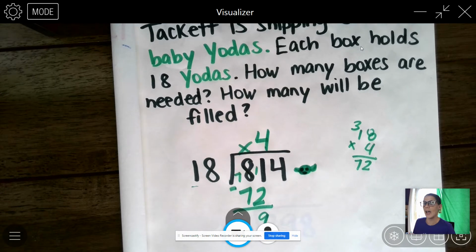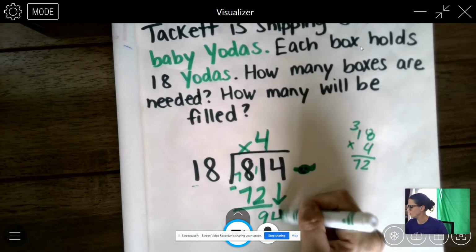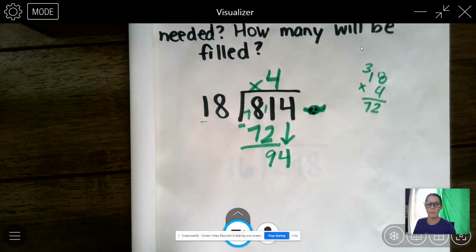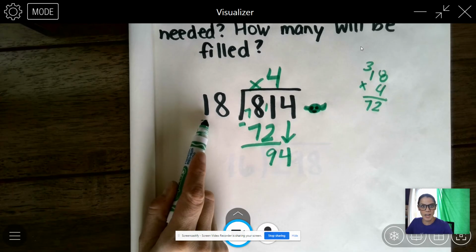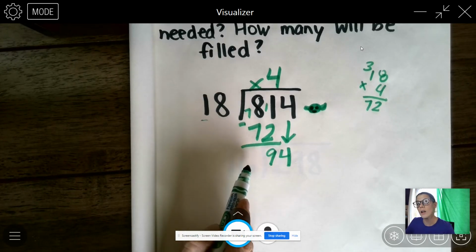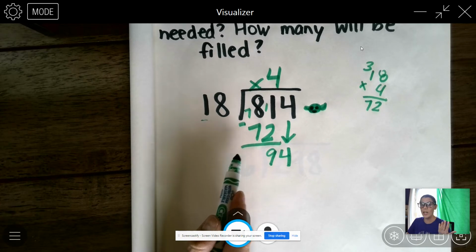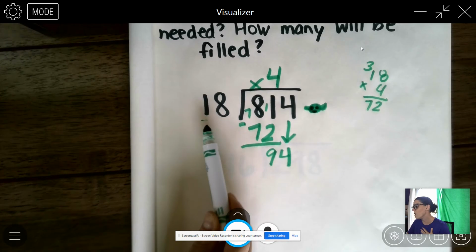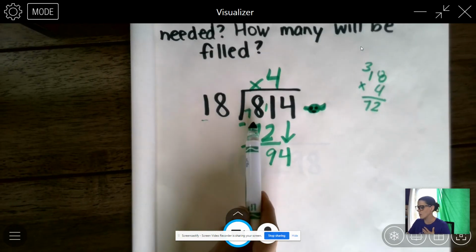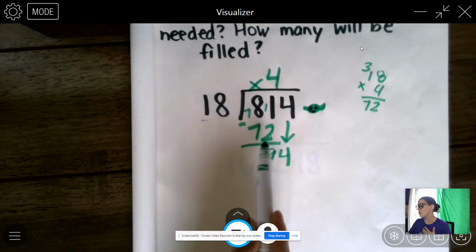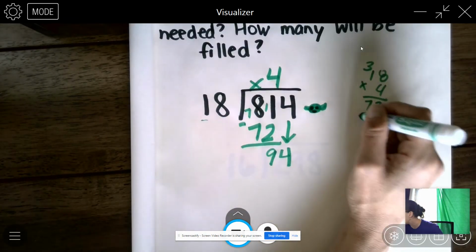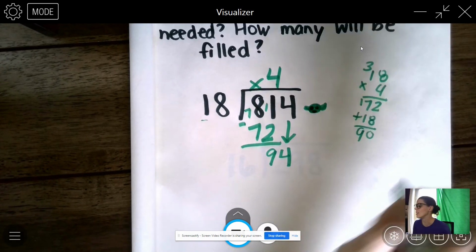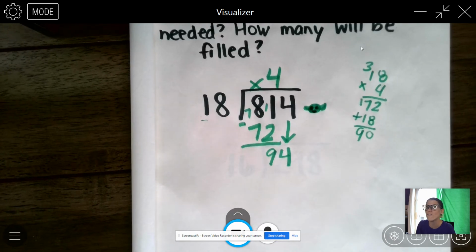And I get 9. Now I'm going to bring down my 4. Let me move my paper up so you can see. How many times can 18 fit into 94? So I'm going to think again of 18 as like 20. I knew that 18 could fit into 81 4 times, and I got 72. That's pretty close. Now, if I add 18 more to 72, I get 90. So I think it can actually fit in there 5 times.